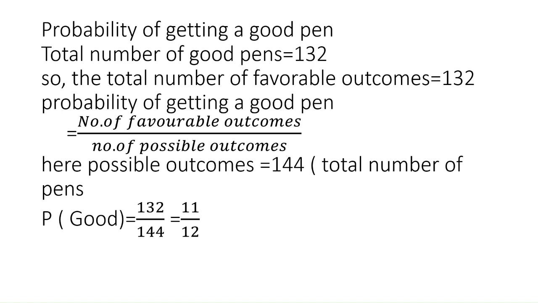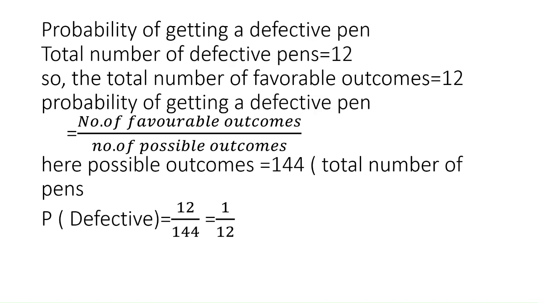Okay, what is the second event given here? The probability of getting a defective pen. Okay, so same model. Here we need to find the probability of the defective pen by taking the favorable outcomes as 12, because we have a total of only 12 defective pens. So the total number of favorable outcomes becomes 12 only. So what is the probability of getting a defective pen? Number of favorable outcomes by total number of possible outcomes.